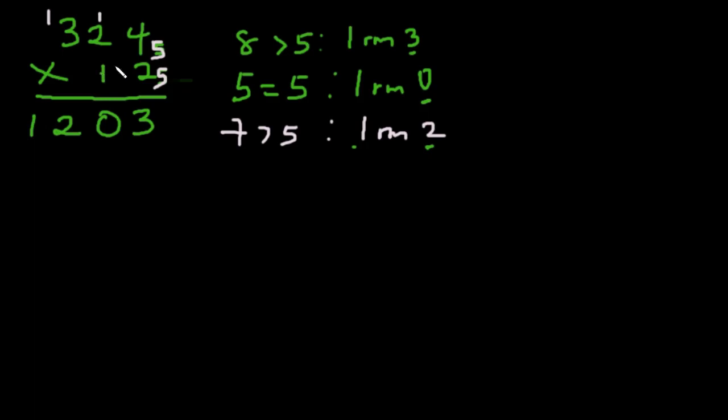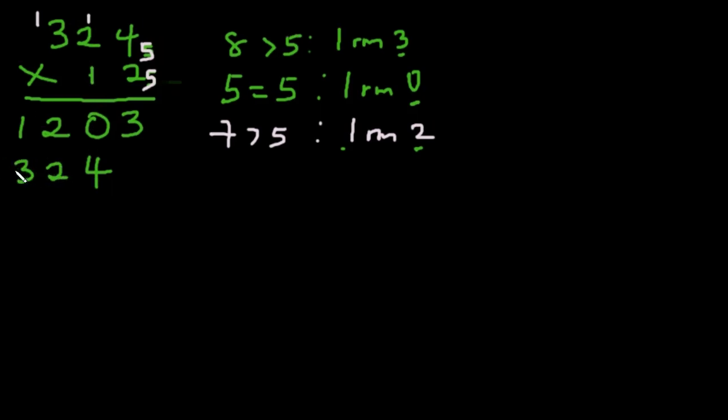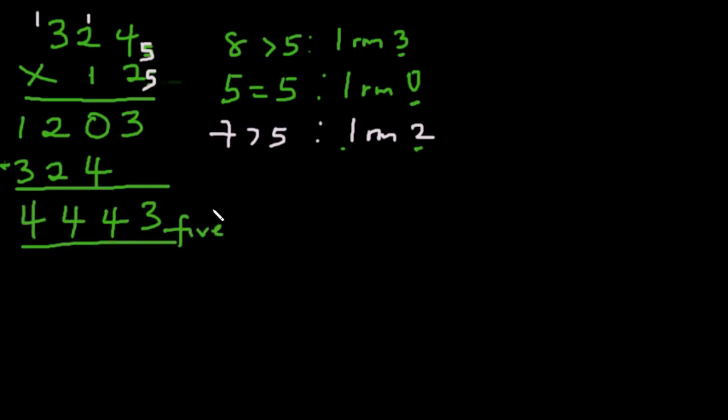So next stage, 1 multiplied by 4 is 4. 4 is less than 5, so we are free to write that. 1 multiplied by 2 is 2. 2 is less than 5, we can write that. 1 multiplied by 3, yes, again, 3. So we add them together. So I have, let's add, this is 3, this is 4, this is 4, and this is 4, all less than 5. So 4443 in base 5.